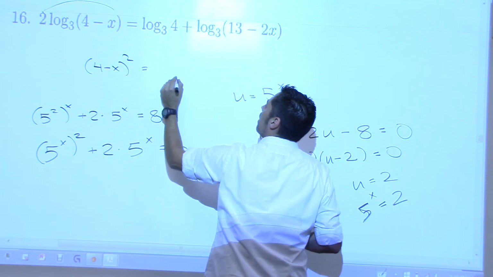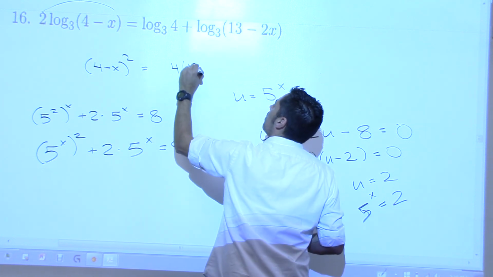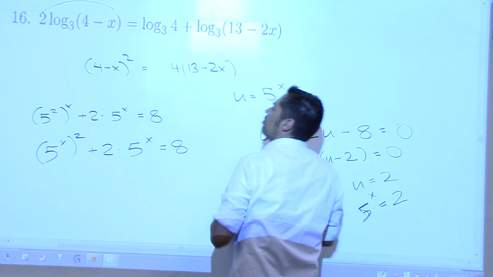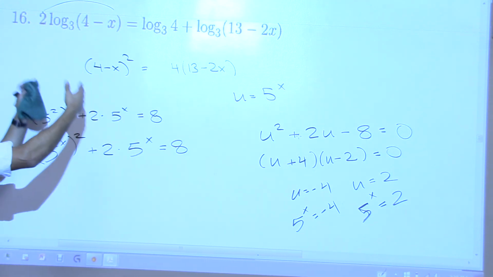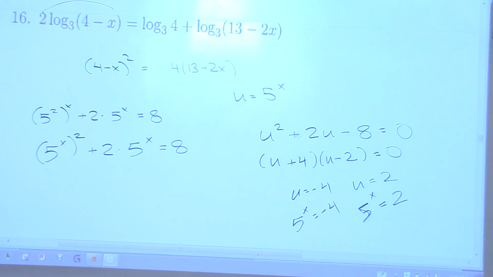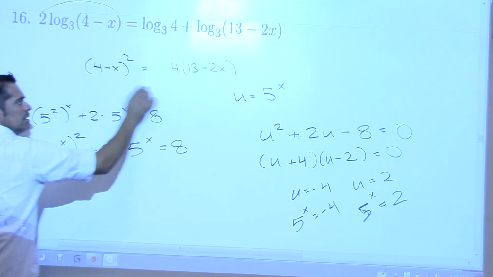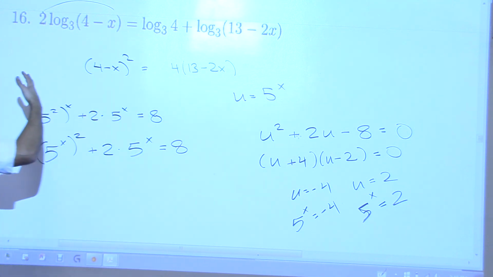When I put those together, I get 4 times 13 minus 2x. So I have the same log on both sides, so you just match the insides. So my next step would just be to write that down, and then expand this out, multiply it all out, bring everything to one side because it's a quadratic.